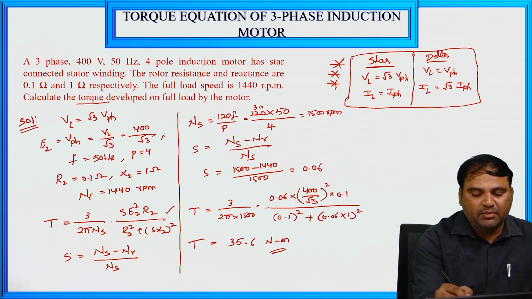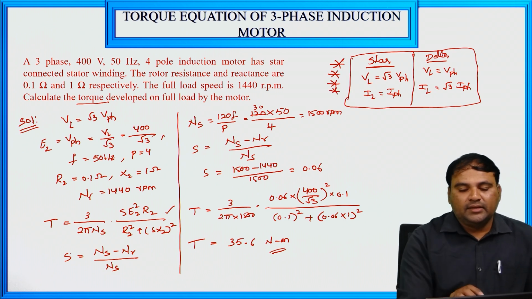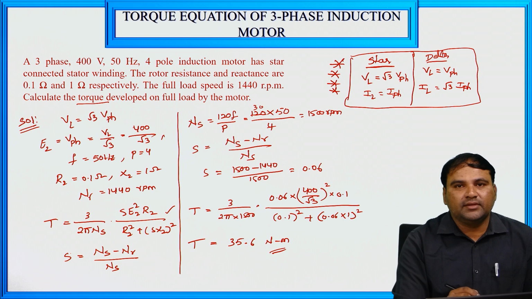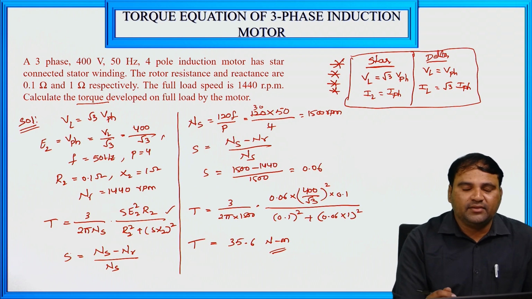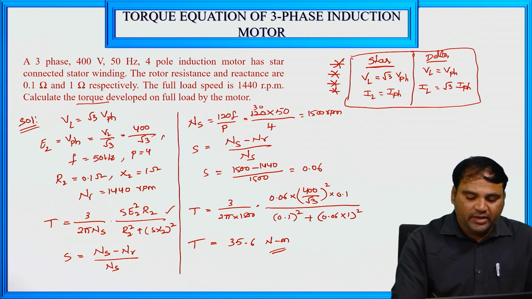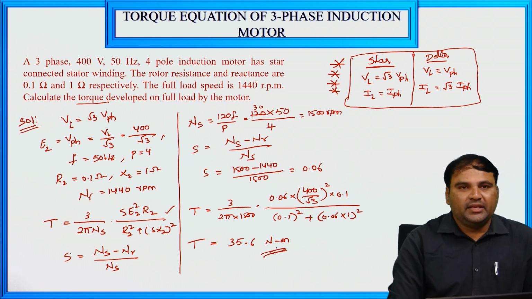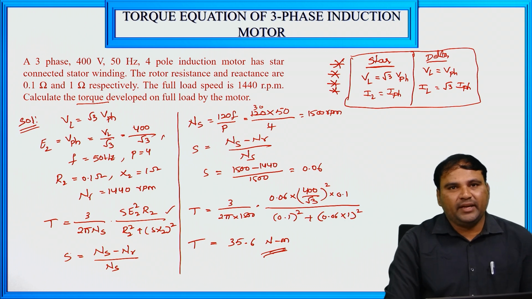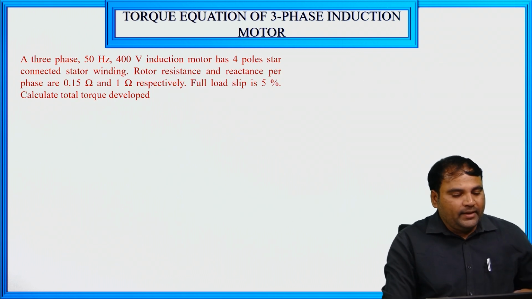You have to remember this. If it is a star connection, what is the relation between the line voltage and phase voltage, and what is the relation between the line current and phase current? If it is a delta connection, what is the relation between the line voltage and phase voltage, and between the line current and phase current? So here is the torque of the 3-phase induction motor. We'll go for the next problem.